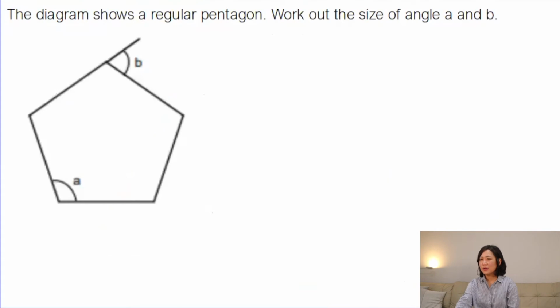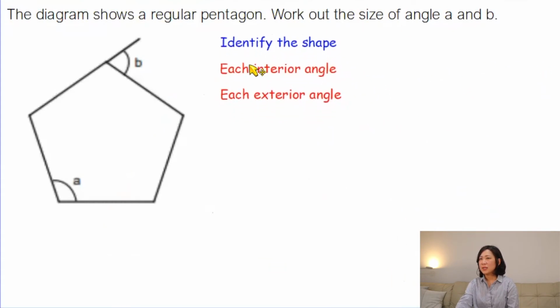Okay, now let's try to solve this question. First, identify the shape. We know that this is a regular pentagon. Now you remember the interior angle and exterior angle of a pentagon: the interior angle is 108, and the exterior angle is 72 degrees.